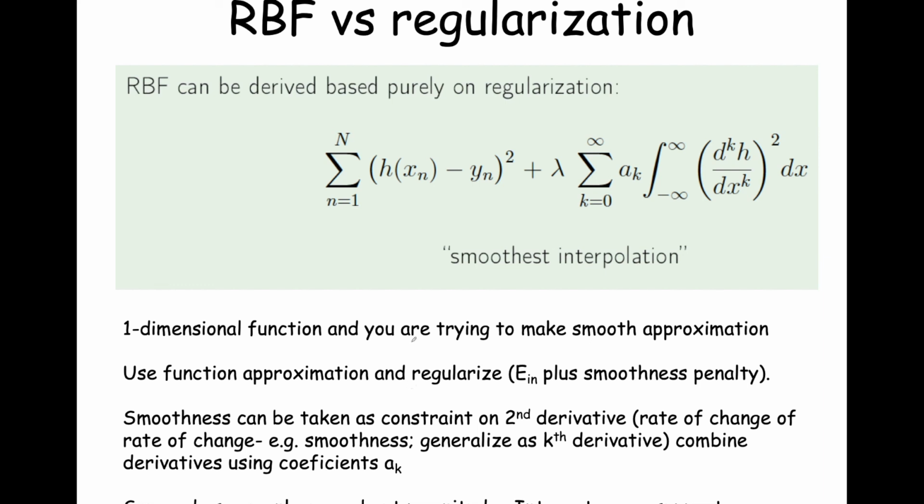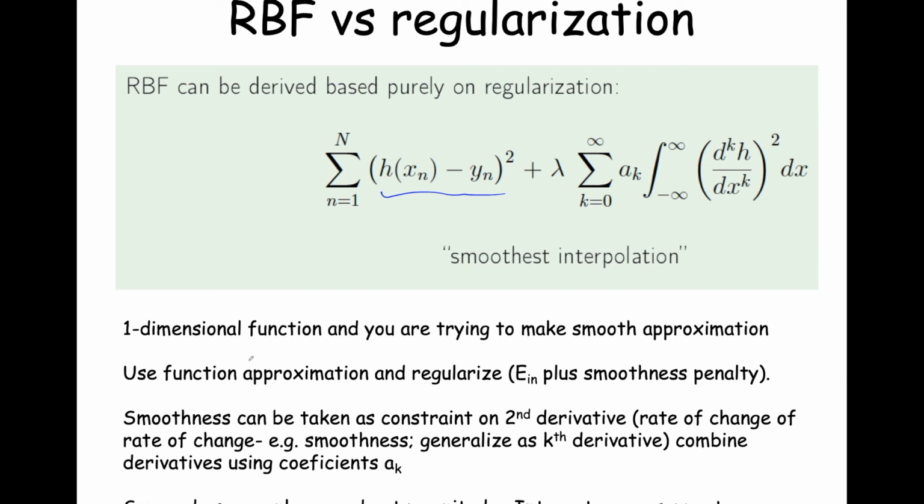So we try to minimize in-sample error with our squared error loss, and we also add a penalty term, or regularization, that penalizes for non-smoothness, so you can have smooth solutions. Smoothness can be taken as a constraint on the second derivative, right? That's the rate of change of the rate of change. You can generalize this as the kth derivative. So here we have the sum over all orders of the kth derivative. Then that is a smoothness measure for the entire function.